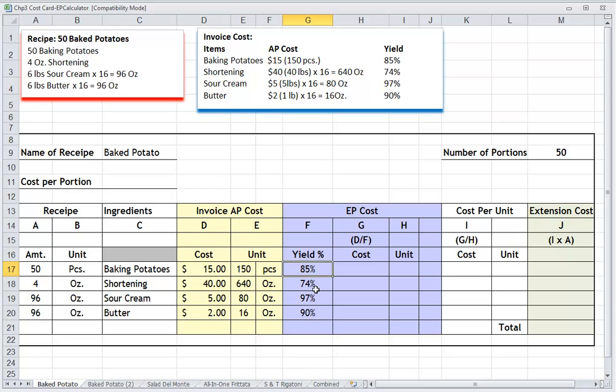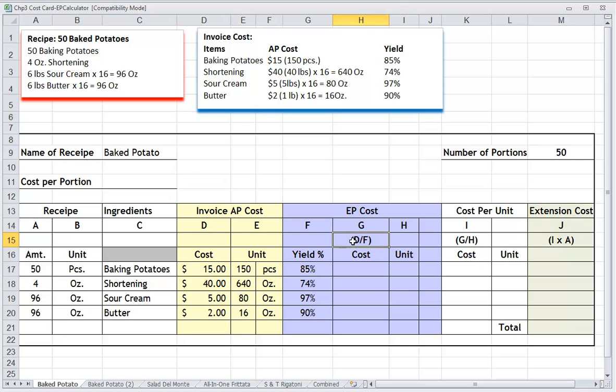But according to the yield, we're going to lose about 15% off the baked potato after we cook it due to evaporation and processing. So the actual cost of the baking potato is going to be a little bit higher than $15, because 15% of the potato is just going to disappear or get thrown out. So what you need to do here is calculate the edible portion.